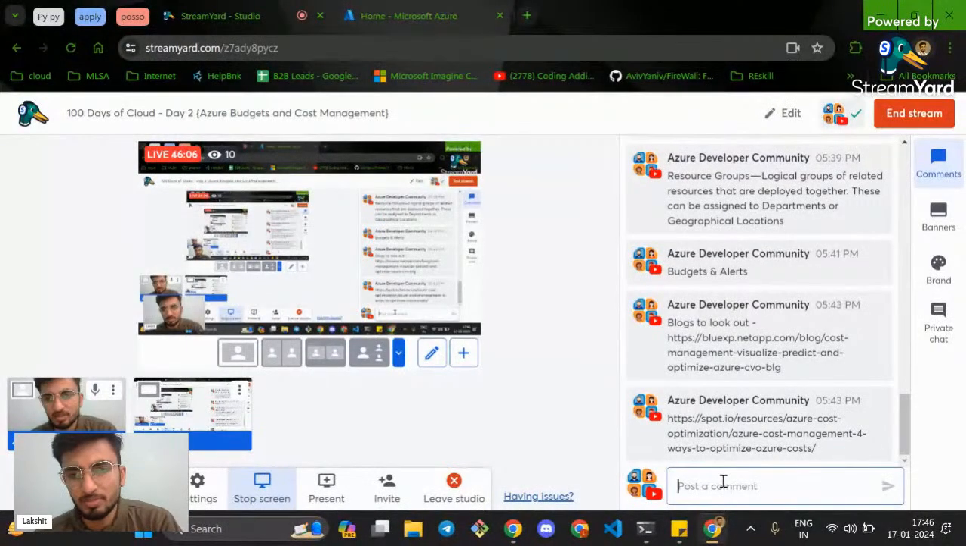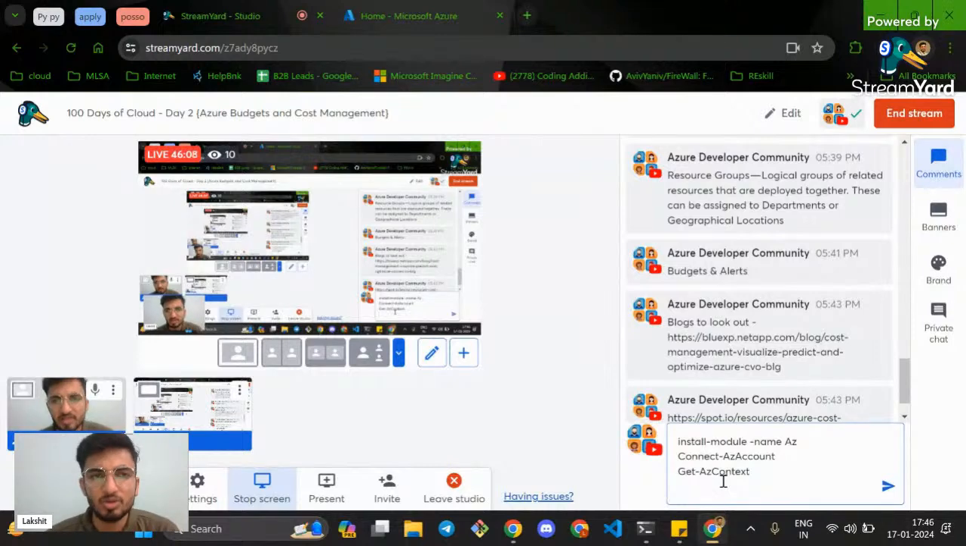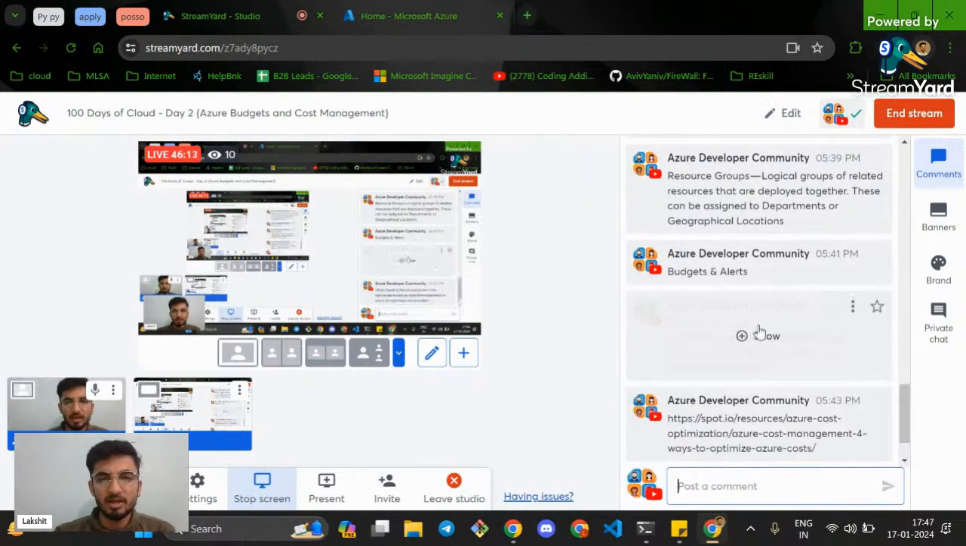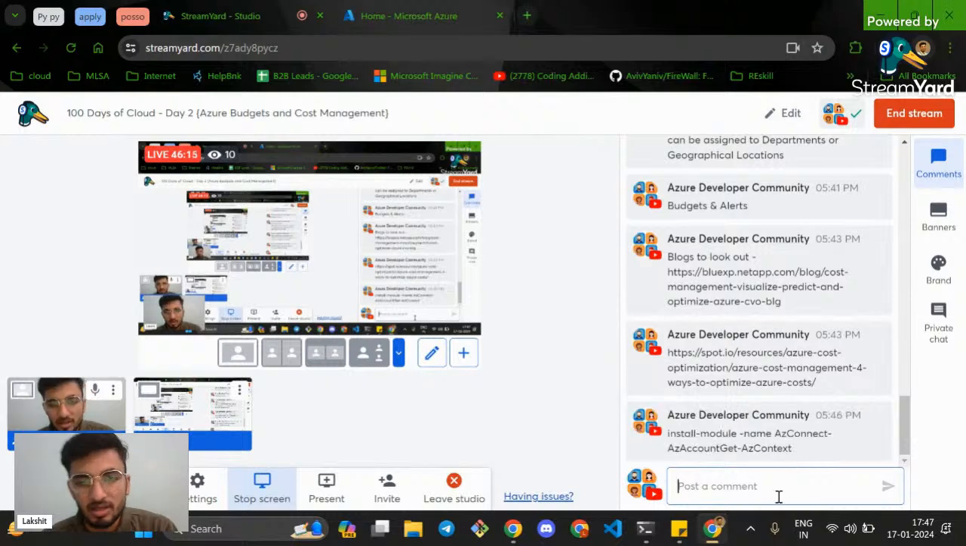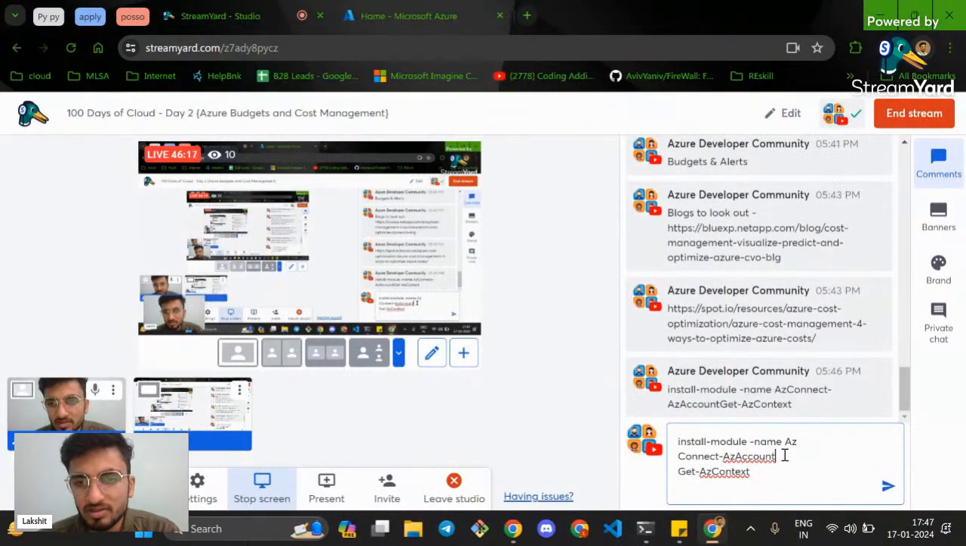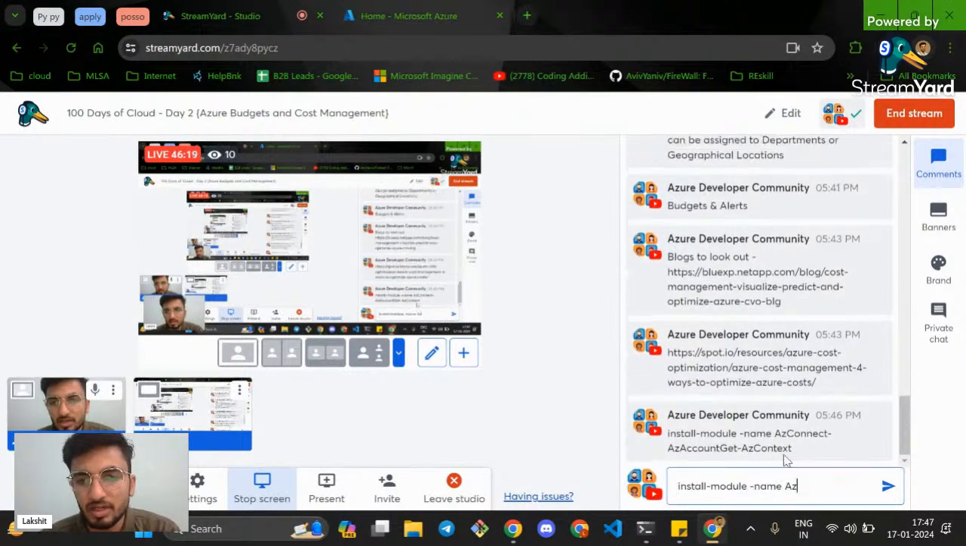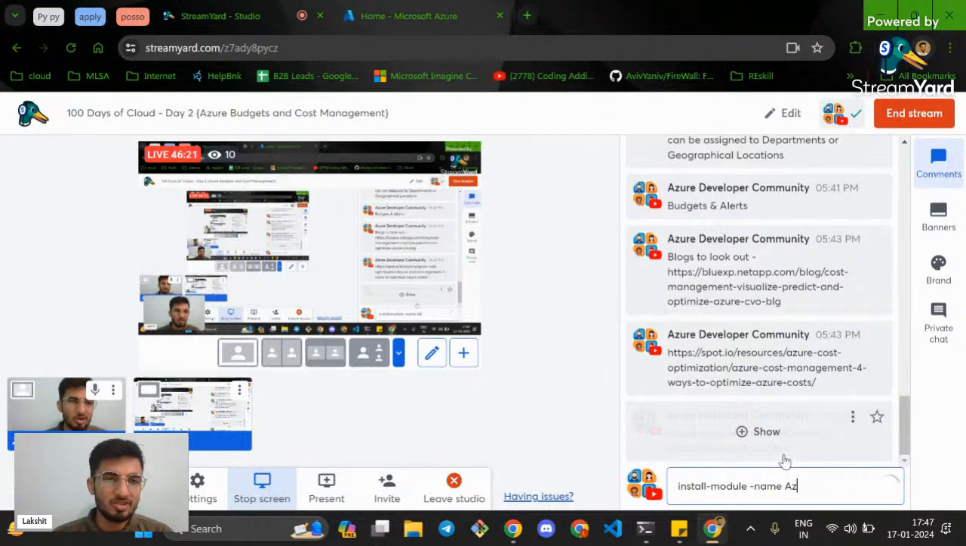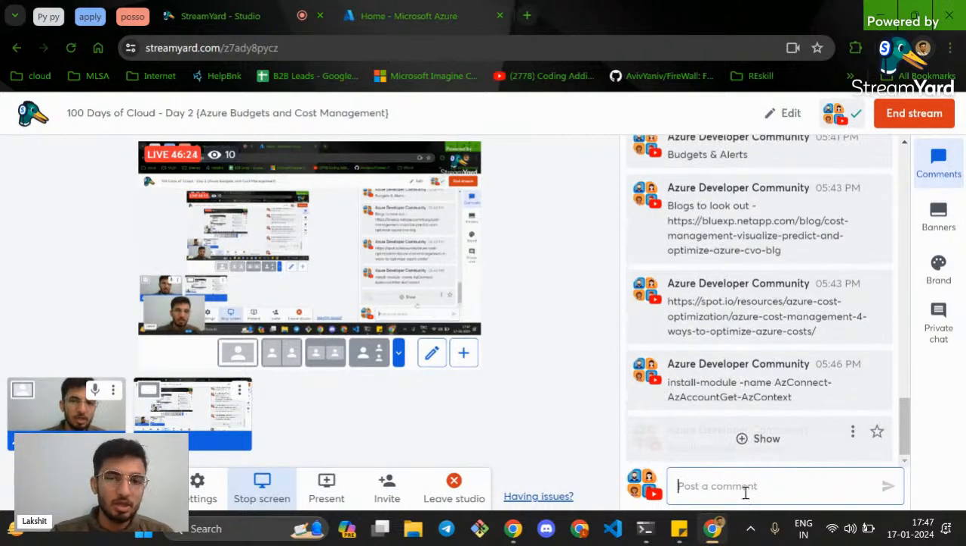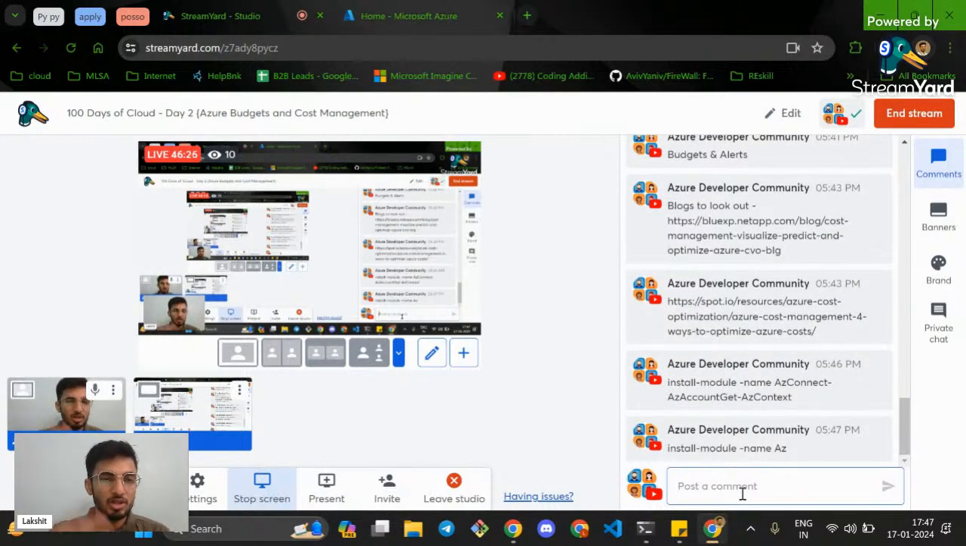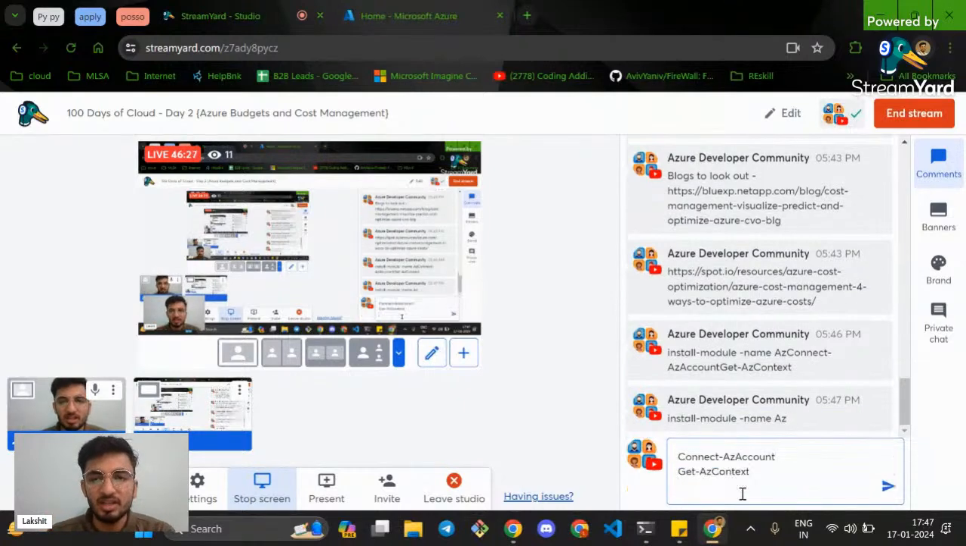I was talking about these particular commands, right? So these are the particular commands that you can utilize. With the Install-Module command, right? Let's not keep it like this, it's not coming in the correct order. With this command, you can install Azure in your PowerShell. You can always install the modules of Azure in PowerShell.